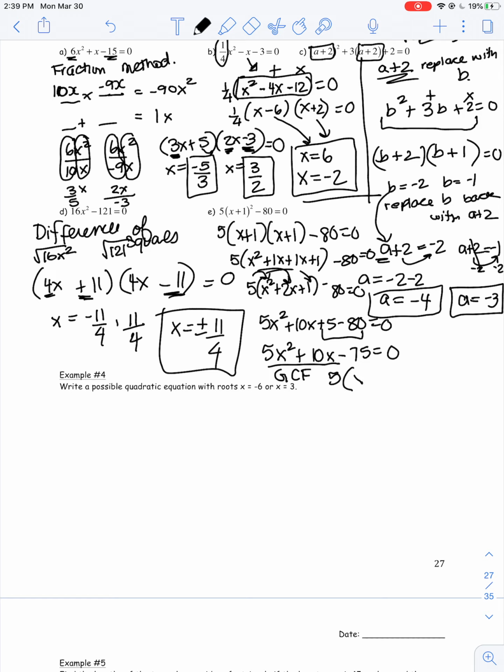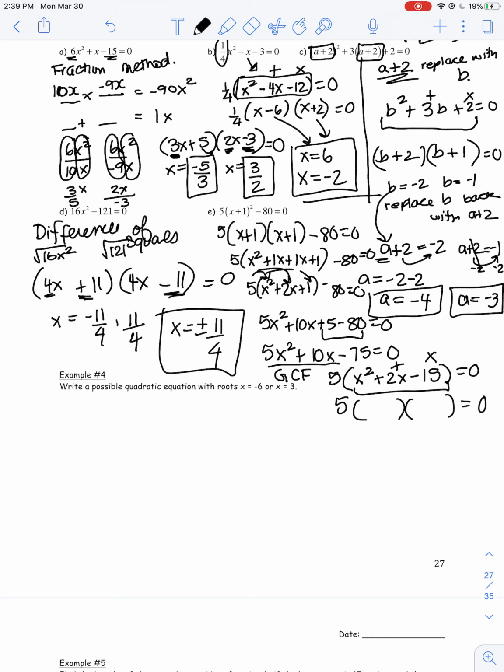And now we're going to take out the greatest common factor. So this is where we get into the factoring part. So we're going to take out the 5 that's in common, leaving me with x squared plus 2x minus 75 divided by 5 is 15. And that is equal to 0.